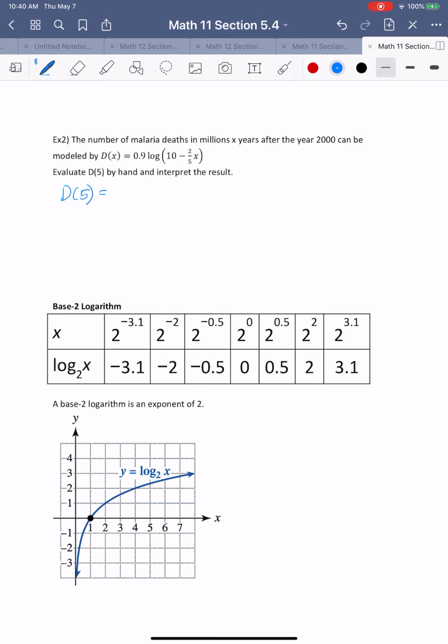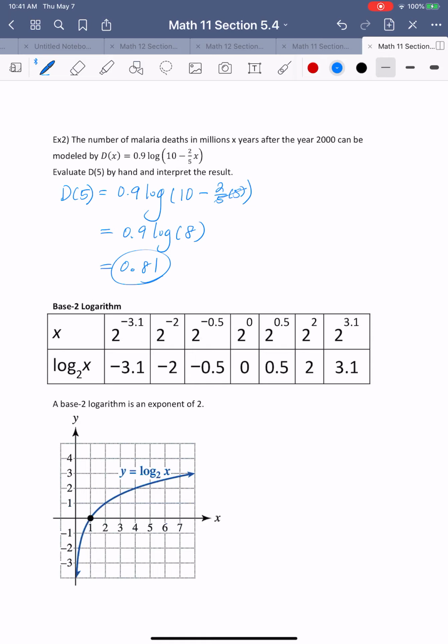5 must be the year. So 0.9 log of 10 minus 2/5 of 5. This cancels out, so you get 0.9 log of 8, which is about 0.81. This means in 2005, because that is 5 years after 2000, there were about 0.81 million deaths from malaria in Africa. So the number is getting less and less.